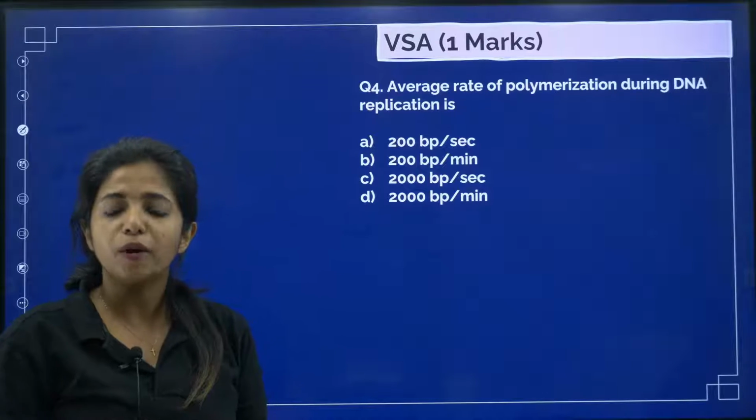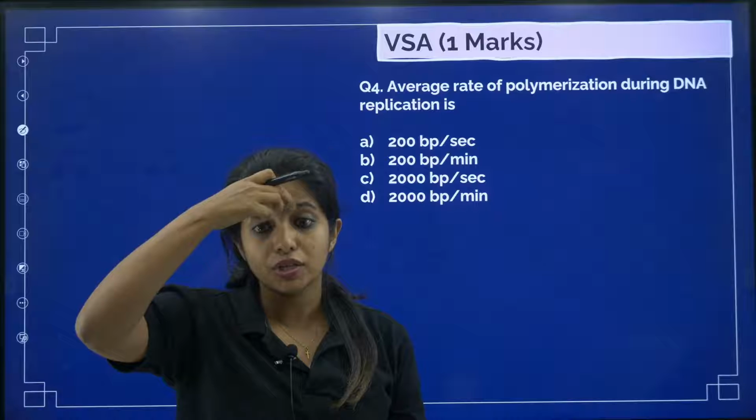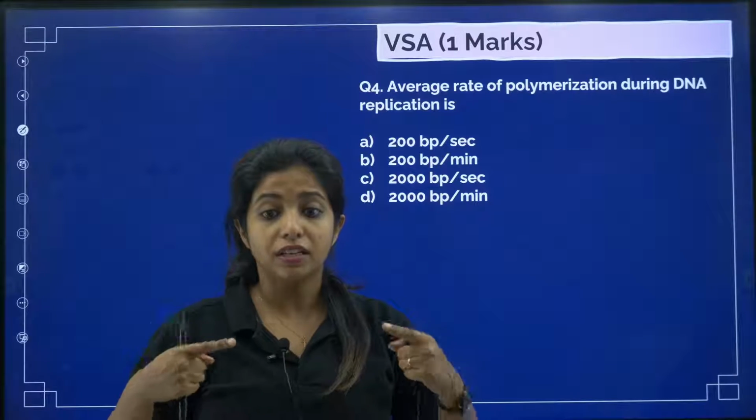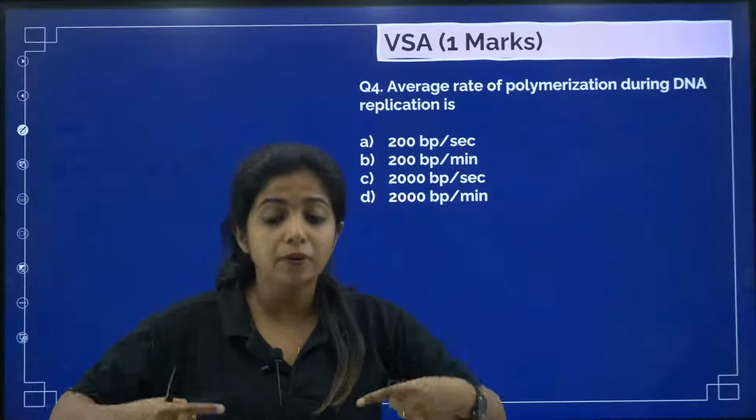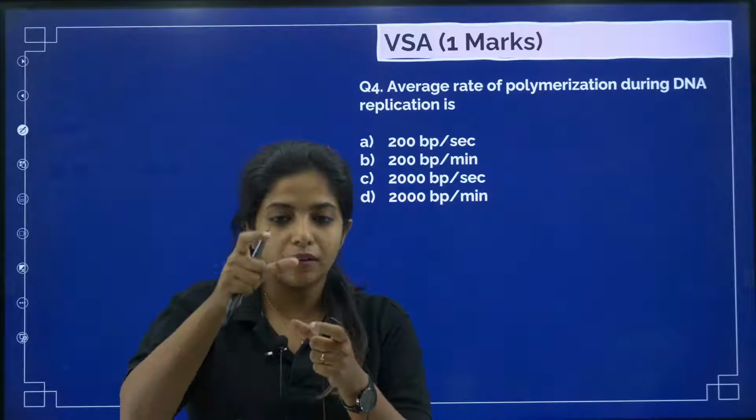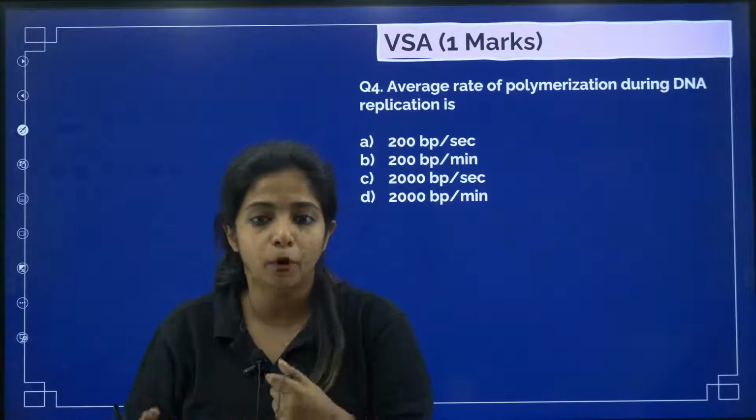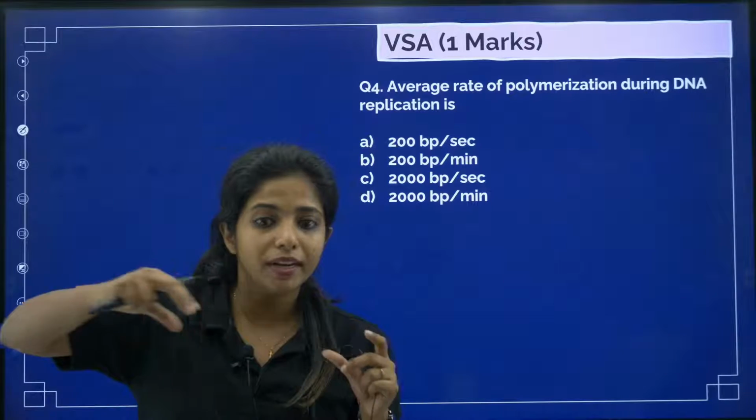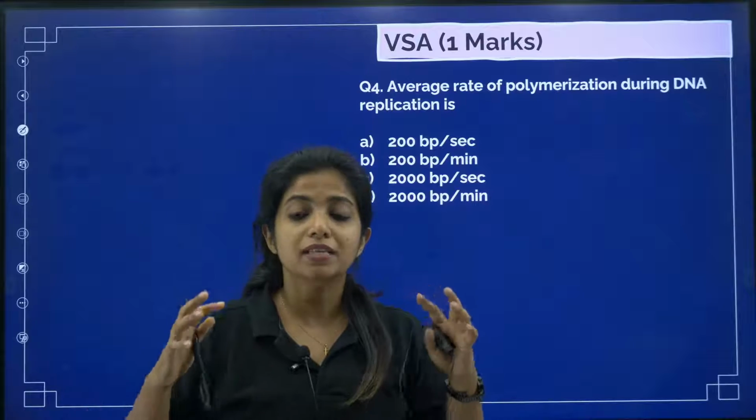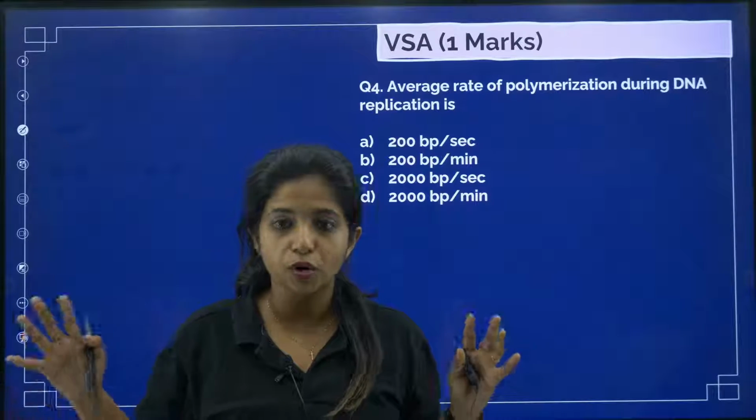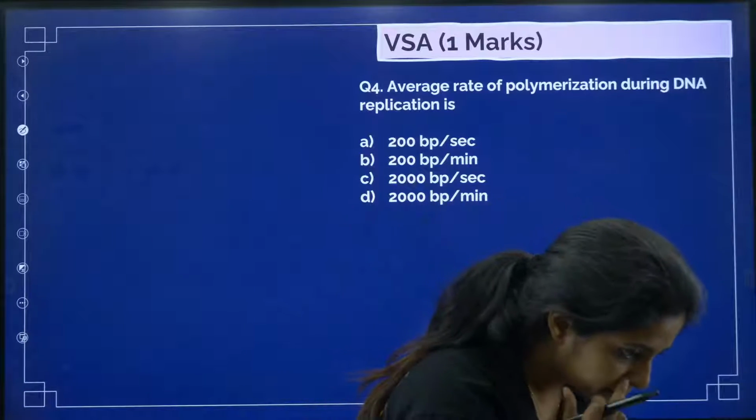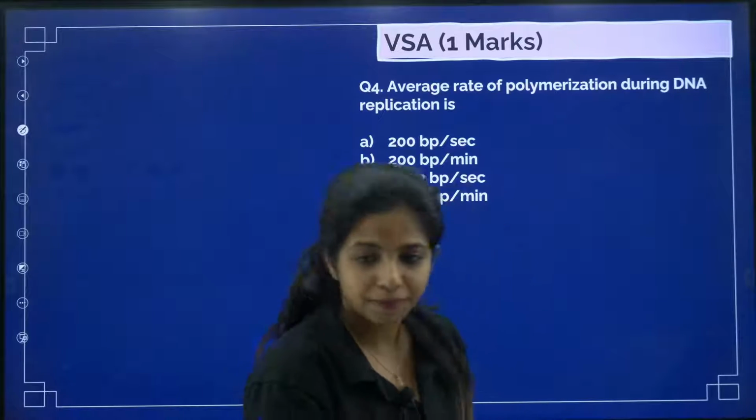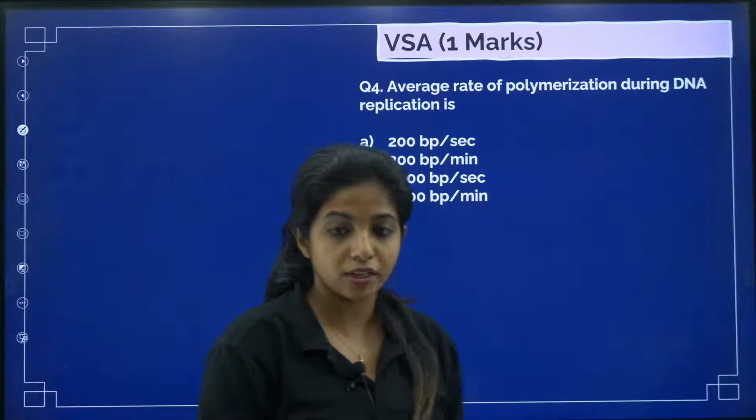Chalo, average rate of polymerization during DNA replication is? As in how fast do you think DNA can be replicated, how many nucleotides can be arranged by the DNA polymerase? Nucleotides have to be arranged by the DNA polymerase, that's how a new DNA strand is being formed, right? What is the speed of this whole process? What do you think? Thank you, Shagufta, for telling me. What do you think is the rate of the process?